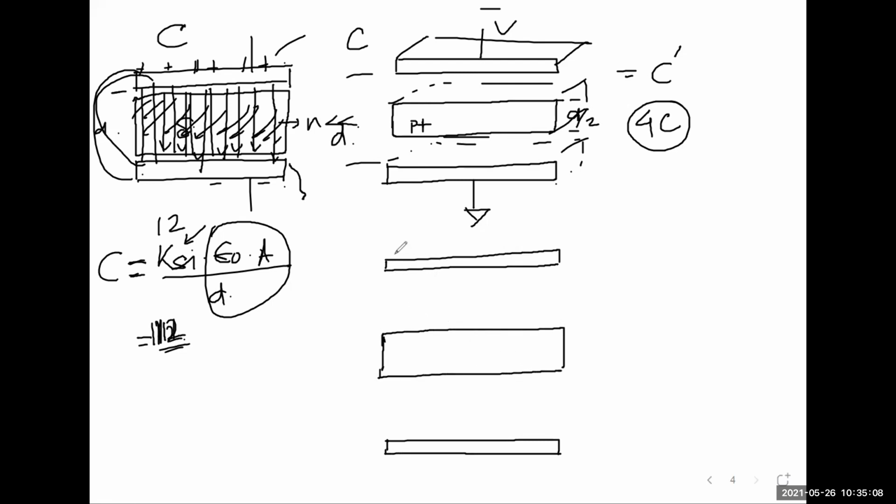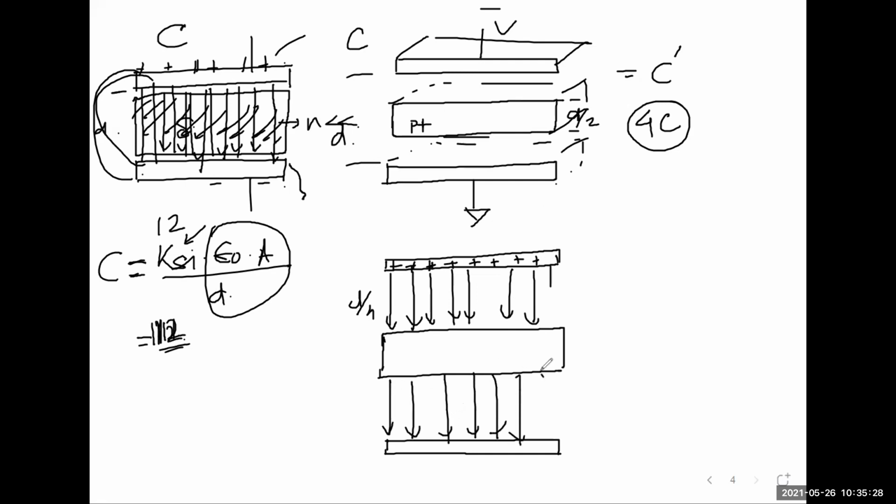So let me draw what you just said. You said all electric fields will come here. Since I've drawn D by 2, this is D by 4, right? This is D by 4, then you have D by 4 here. So this is 4C, this is 4C, and then this is equivalent to C. Why is there no electric field inside the P plus, like we had here?